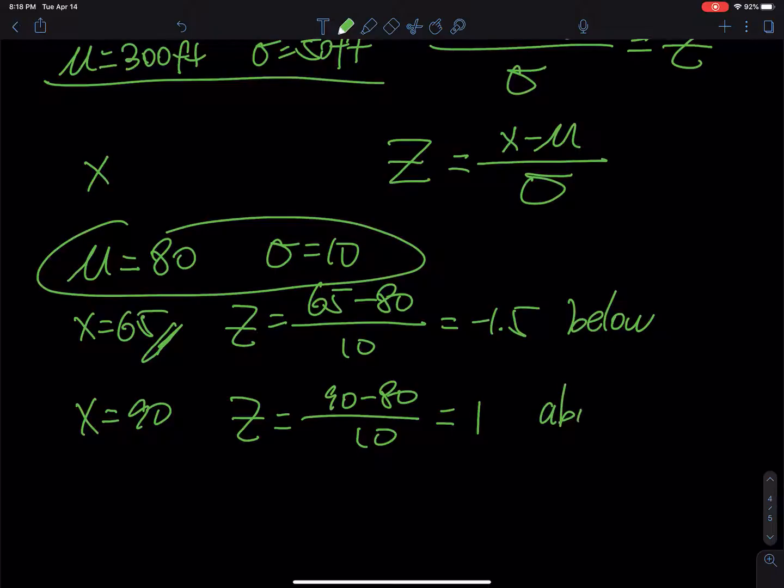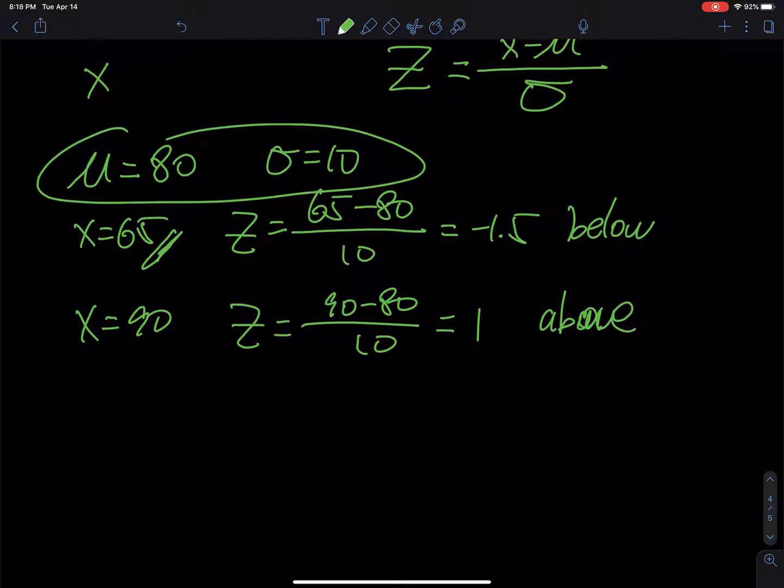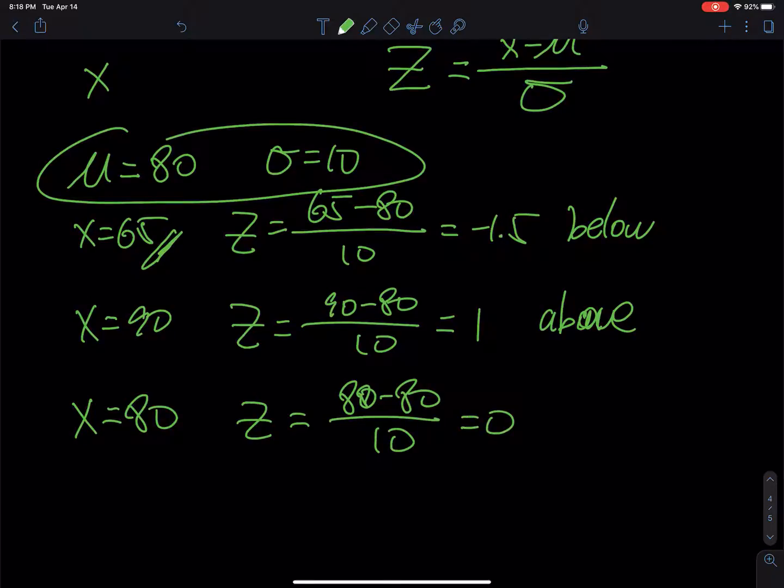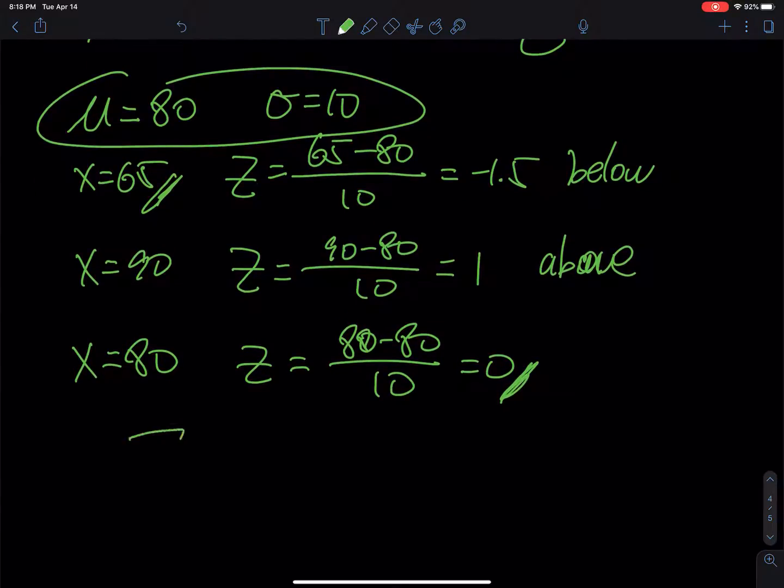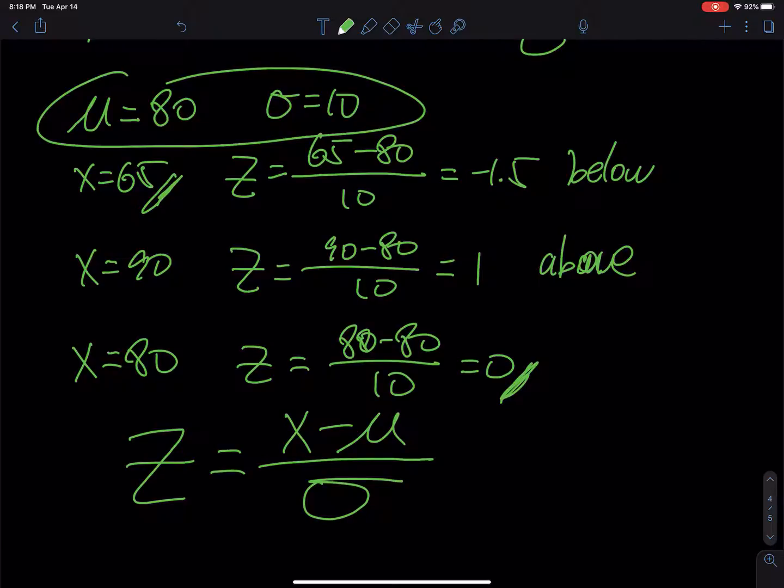But sometimes people get exactly the average, right? So let's say my score is 80. Then z equals 80 minus 80 divided by 10, that is equal to 0. I didn't get a 0 on the test. My standardized score is 0. That means I am exactly on average. Again, how do you standardize a number? z equals x minus mu divided by sigma. That is how you standardize.